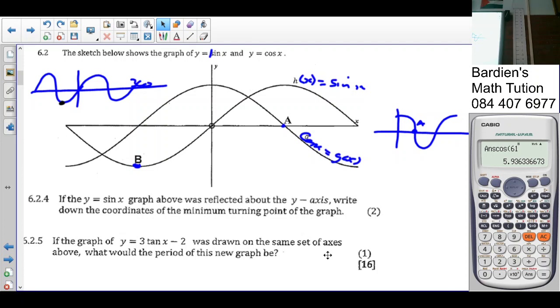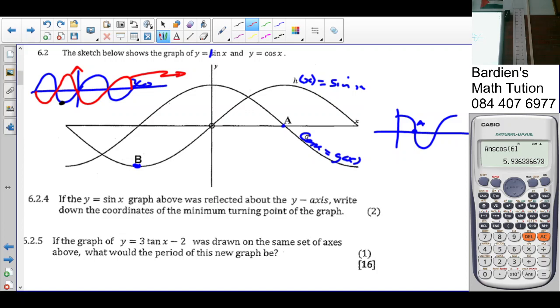If y equals 2x was reflected about the y-axis, write down the coordinates of the minimum turning point of the graph. So x becomes negative when reflected in the y-axis. If you take the sine graph here and I reflect it, as you can see, this graph first goes up, then down on the positive part. Here it's going to go first down, then up.